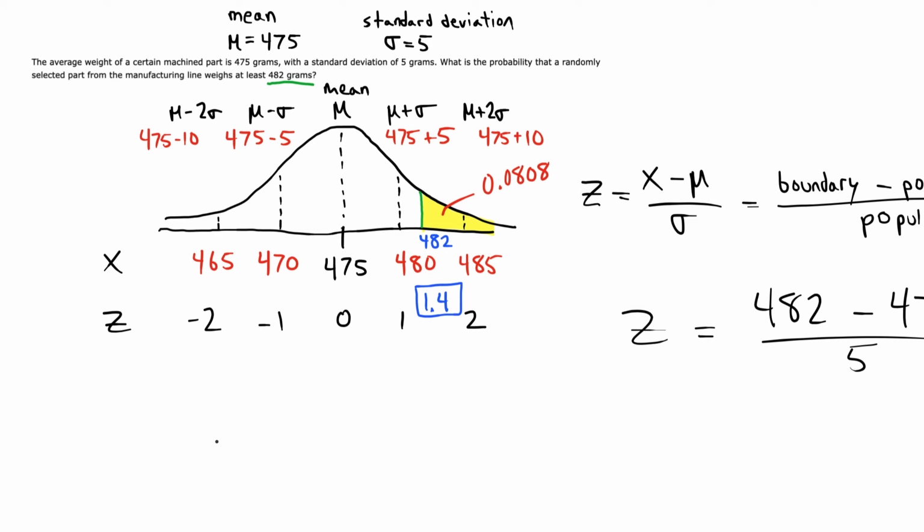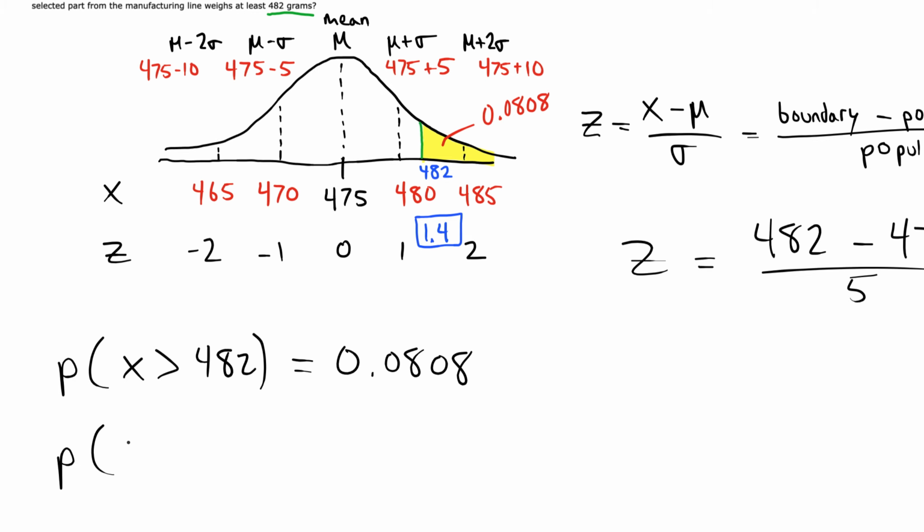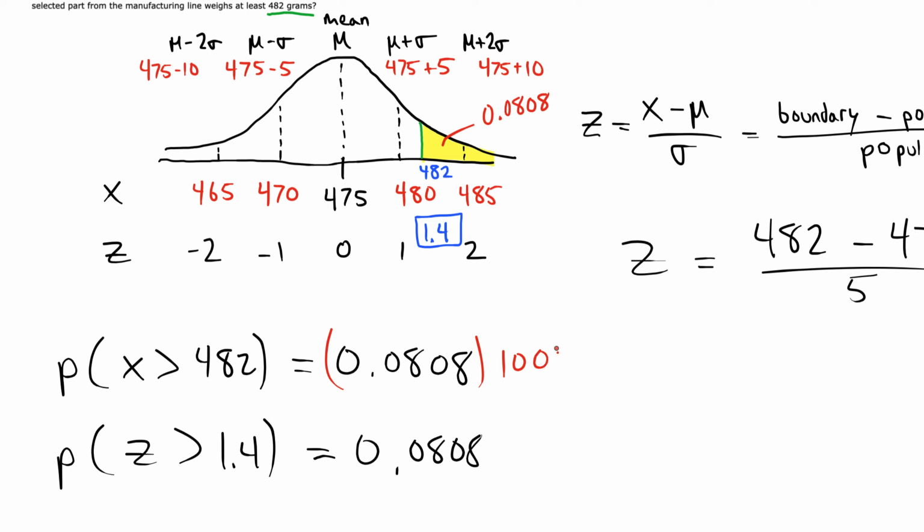Now you do have the option of changing this to a percent form. We know that the probability of x being greater than 482 is 0.0808. Or in other words, the probability of z being greater than 1.4 is also 0.0808. If we take that decimal and multiply by 100%, this will change it to percent form. And we'll now have 8.08%.